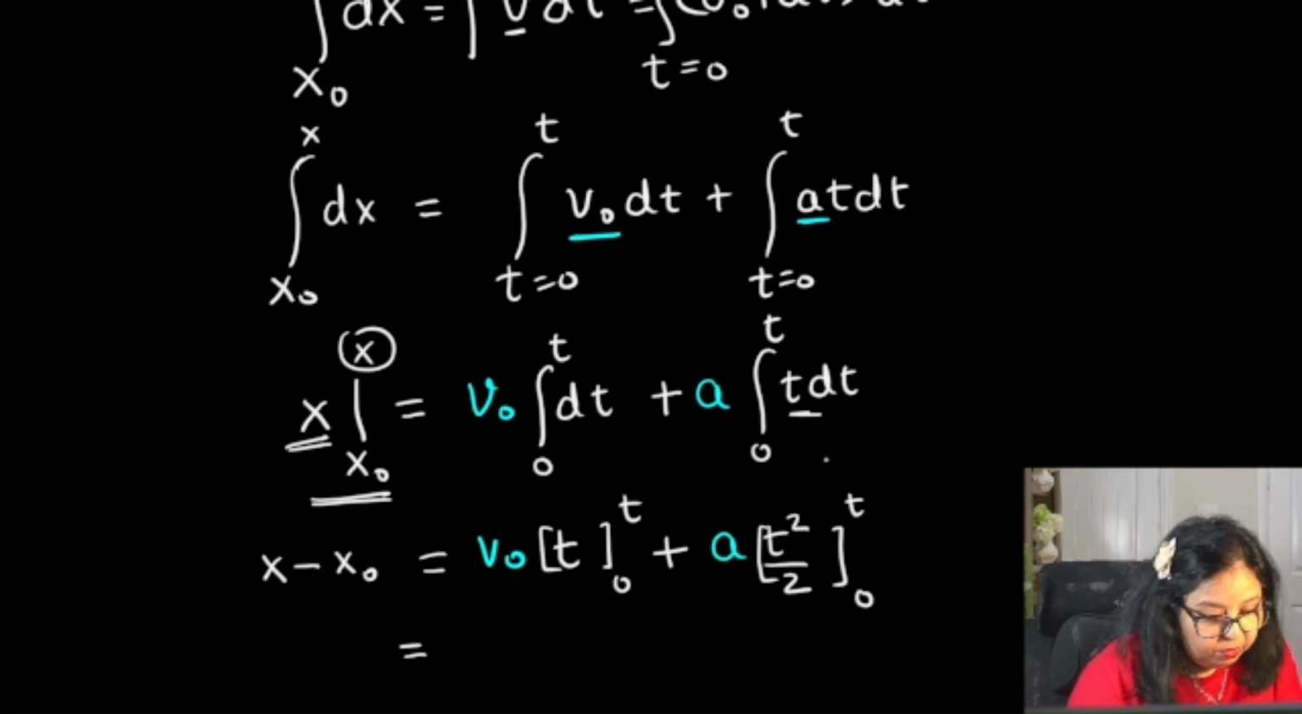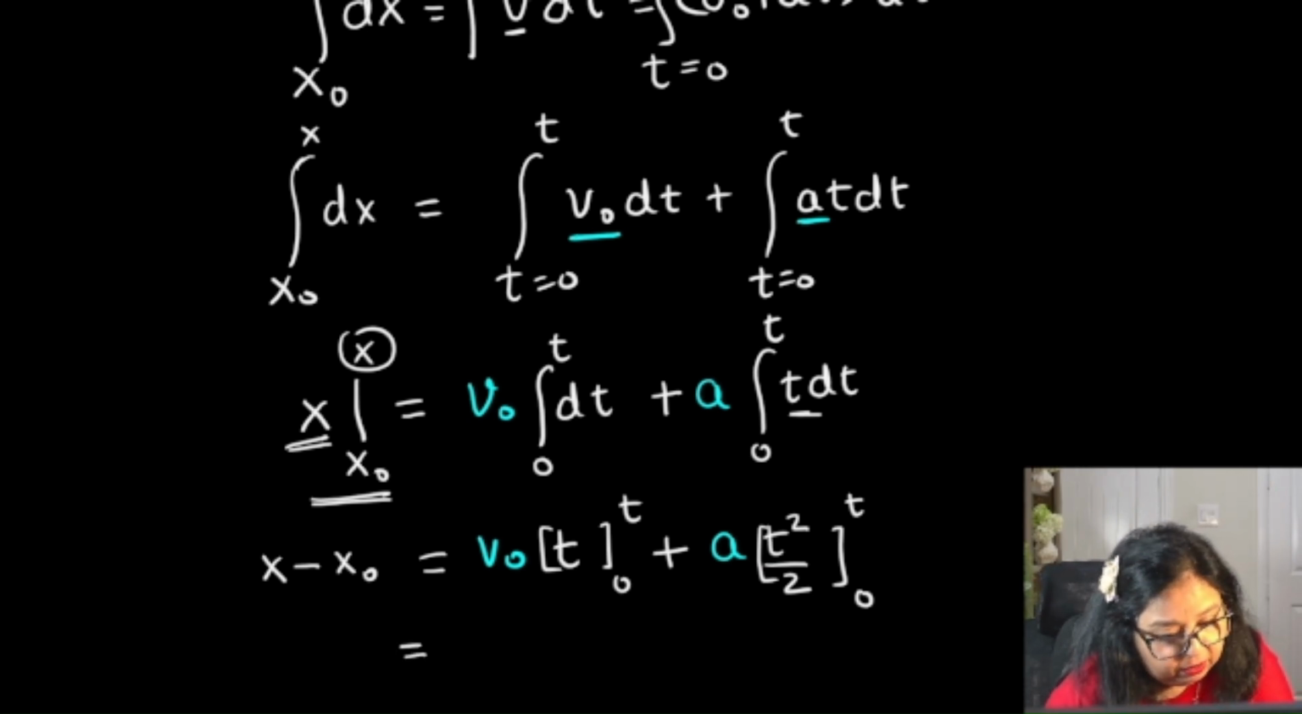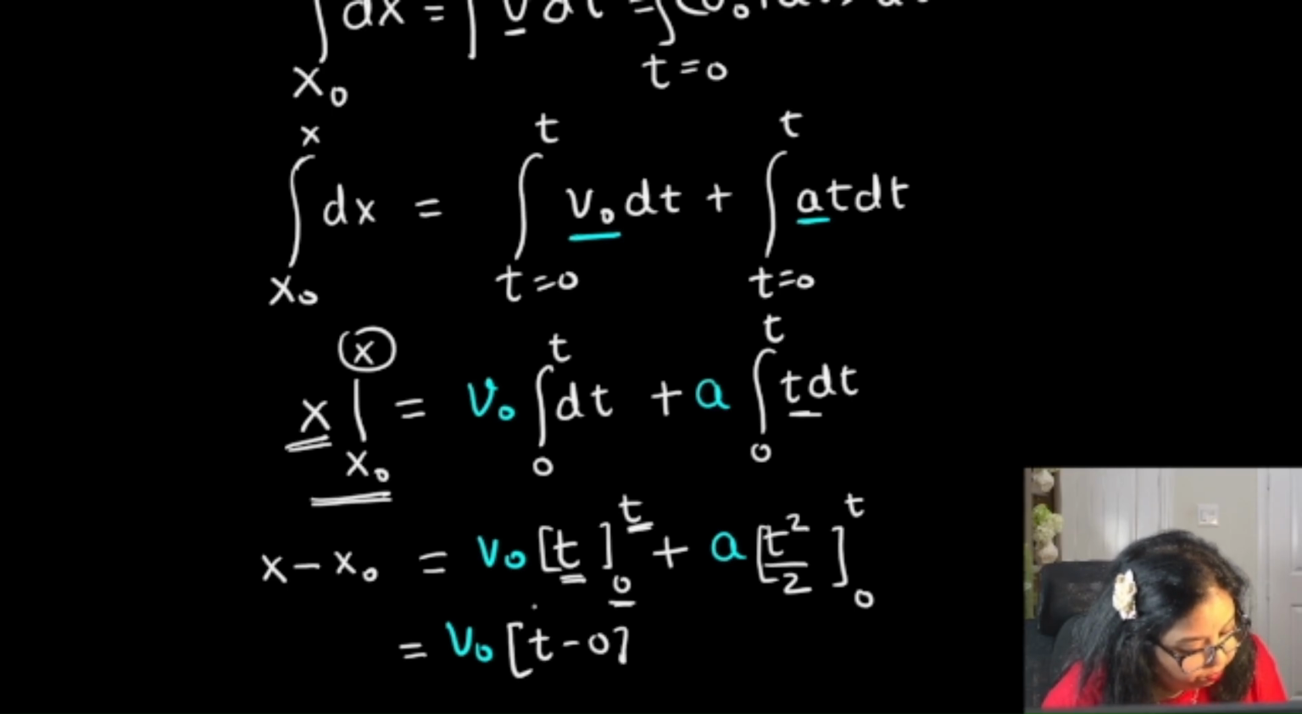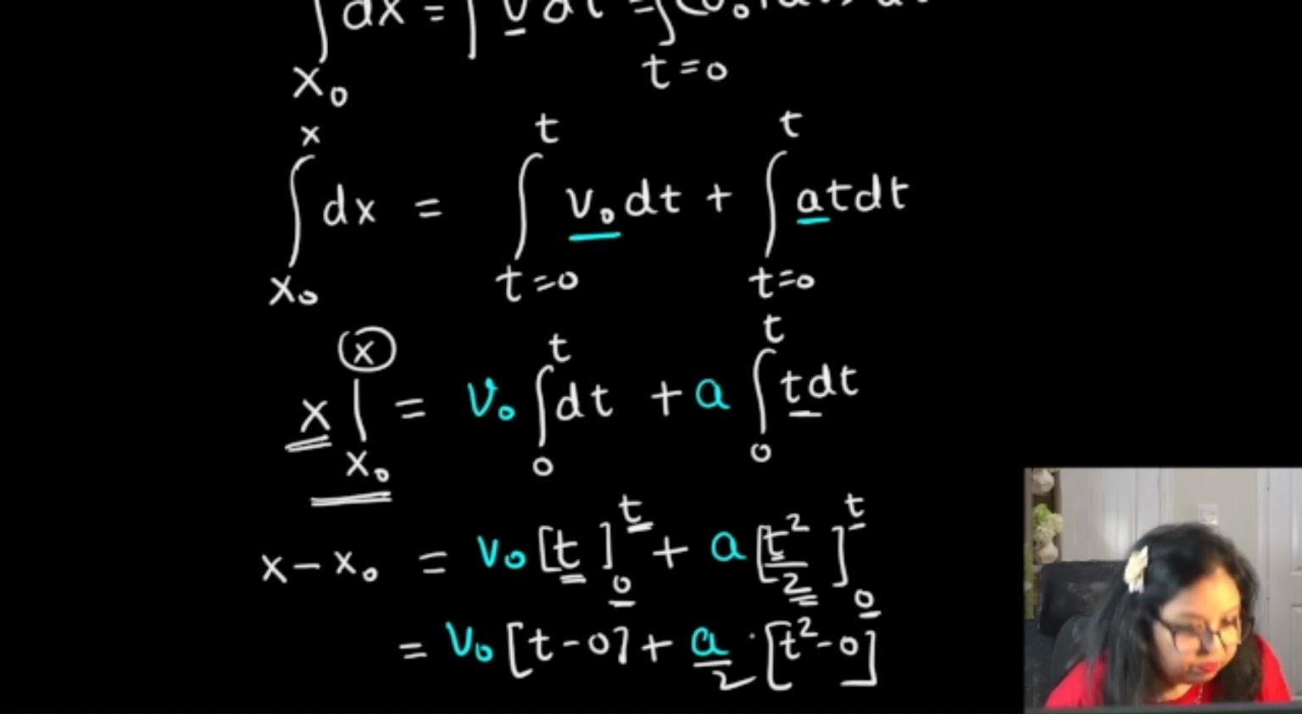What do we get now? We get v naught times t's value, first t, this top limit, upper limit, minus 0, the lower limit, plus acceleration a times... alright, how about we pull this 2 out, it's a constant. Then t's value is the upper limit, t squared, minus 0 squared is just 0.